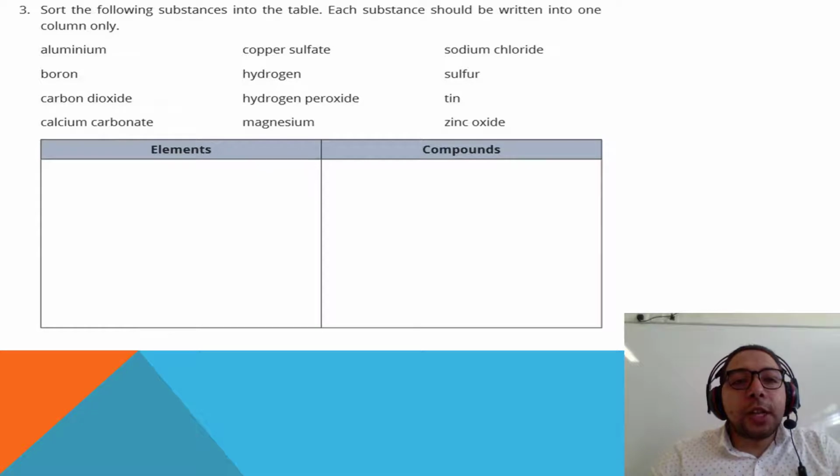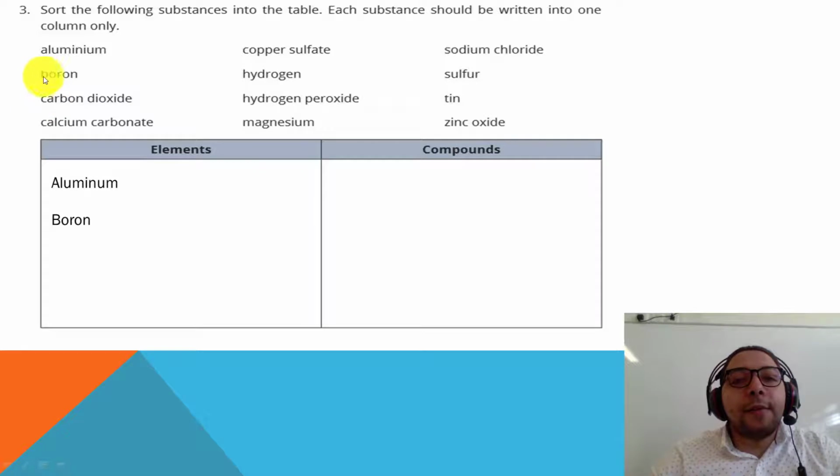So let's double check the answers. We have the aluminum. Aluminum, the first one, is it one substance or more than one substance, one element or more than one element? It's only one element, so we're going to place it in the element column. Then followed by the next one is boron. Boron is also one element. We have nothing written next to it, so it's a pure element.